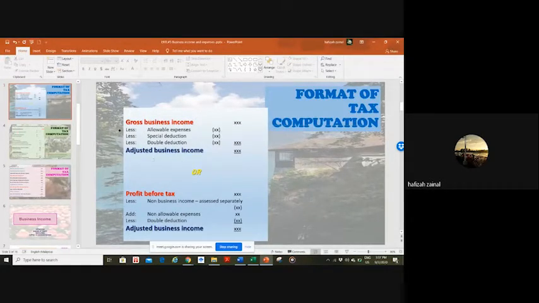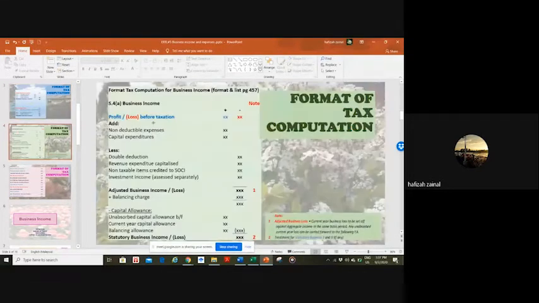However, in real practice, in the common practice, we would normally apply the second approach, which is this one. You will start with the profit or loss before tax, then we plus any non-deductible expenses, then we minus any double deductions or anything that needs to be deducted. So for that, you have to follow this format. Okay, you have to follow this format.